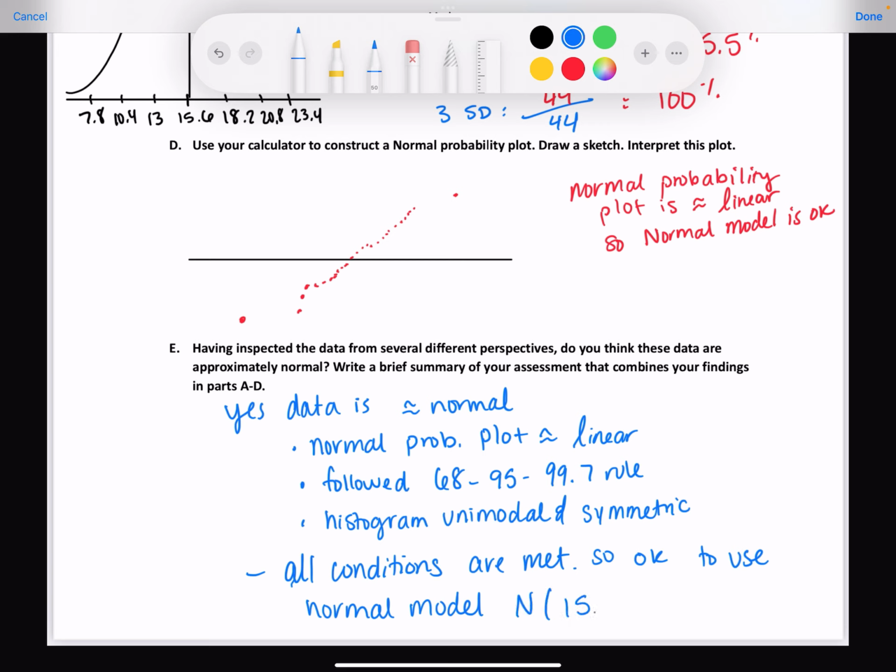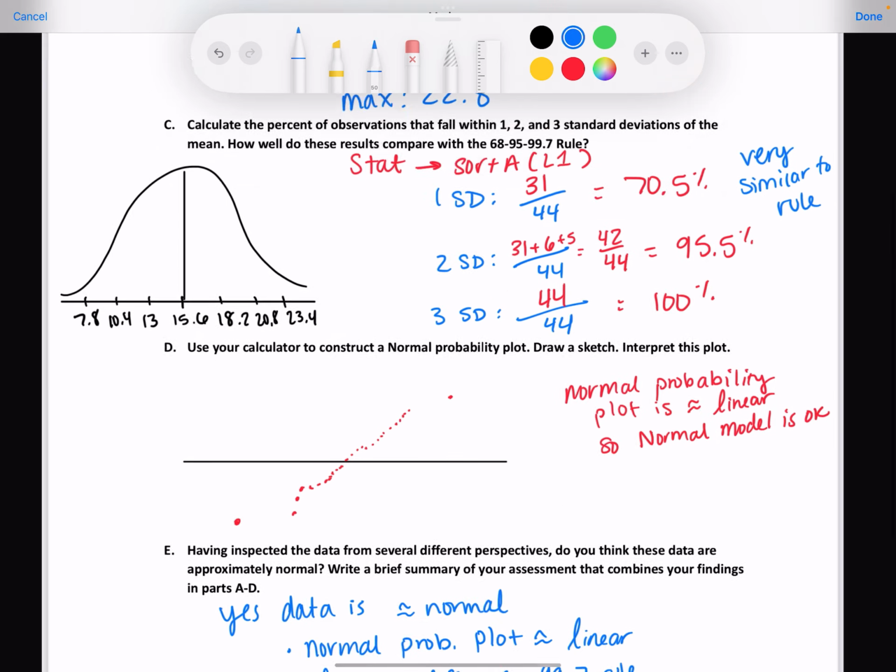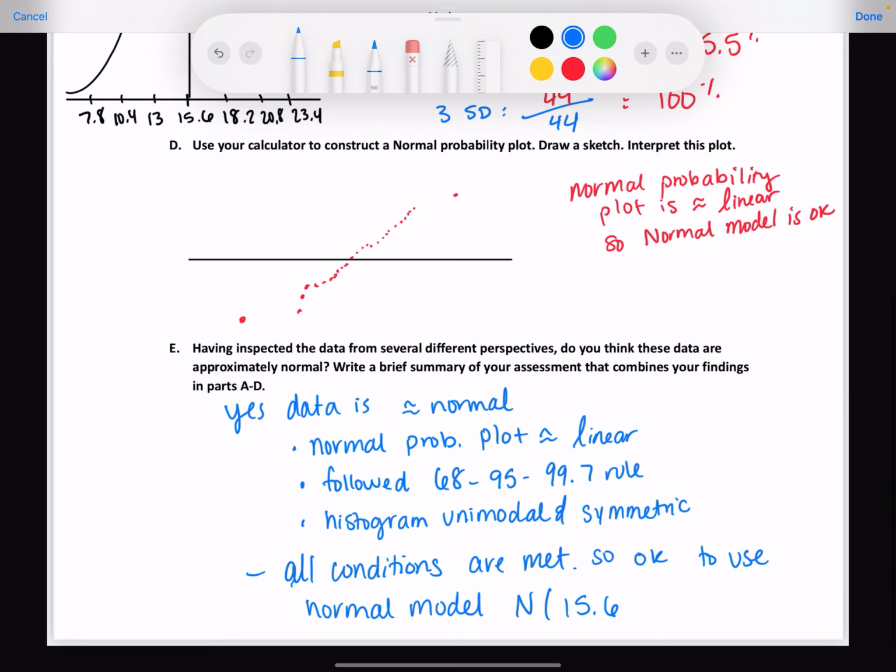And for 15.6, right? That's what it was. Yeah, in 2.6.